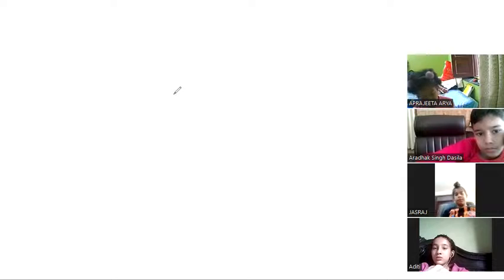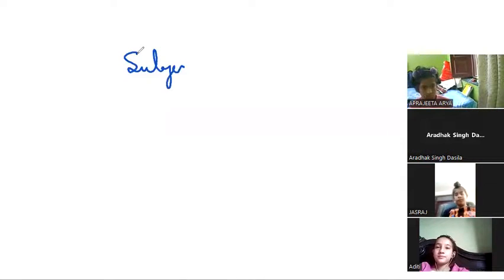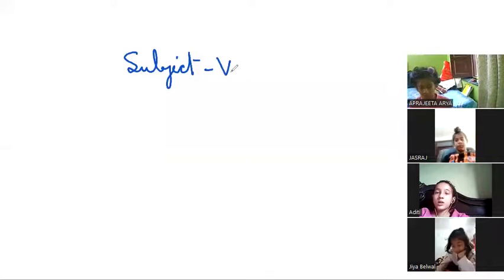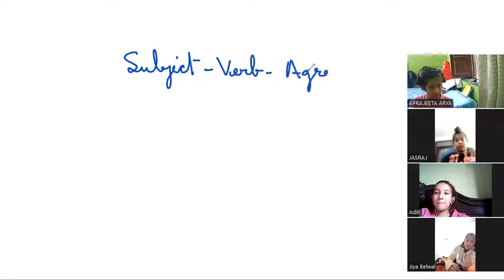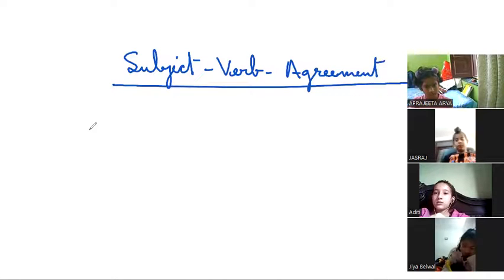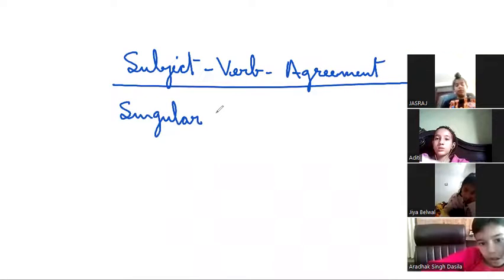Now the third one is subject verb agreement. How the verb agrees with the subject. Should it be singular? Should it be plural? Now, when I talk about a singular verb, it always ends in an S.